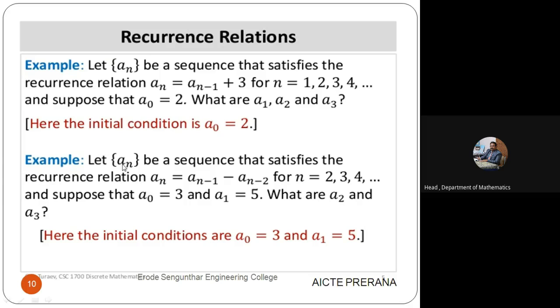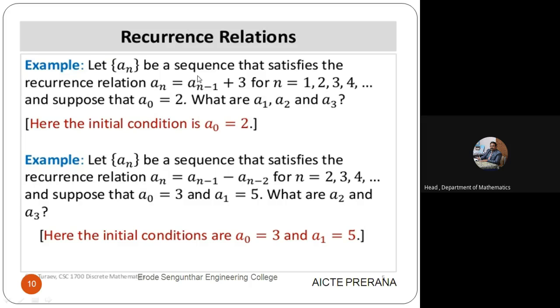This is the same type of problem. Here an is a sequence that satisfies the recurrence relation an equal to an minus 1 minus an minus 2 for n varies from 2, 3, 4 up to infinity, and suppose that a0 equal to 3 and a1 equal to 5. What are a2 and a3? Now we see the difference between these two recurrence relations. Here an equal to an minus 1 plus 3. Here an equal to an minus 1 minus an minus 2.